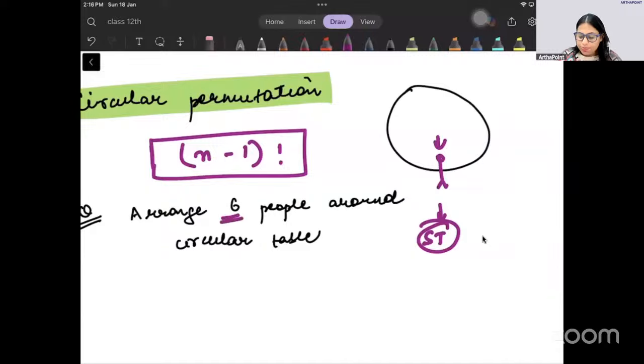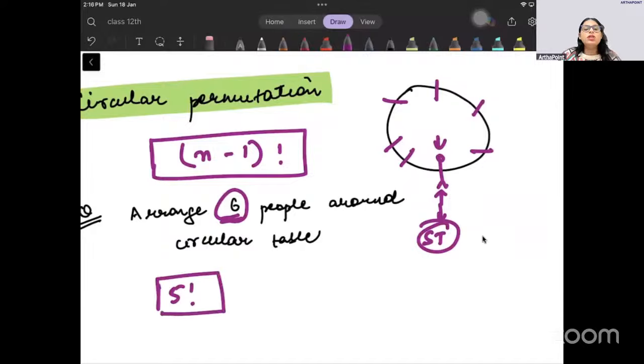So there are 6 people. I fix one of them and then I talk about the remaining 5 of them. So therefore 6 people can be arranged in 5 factorial ways. 5 factorial is 120. So this is how we can define how to arrange around a circle. Now there is another important thing here.